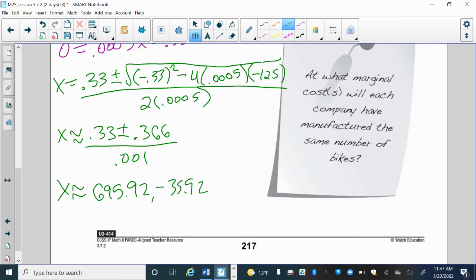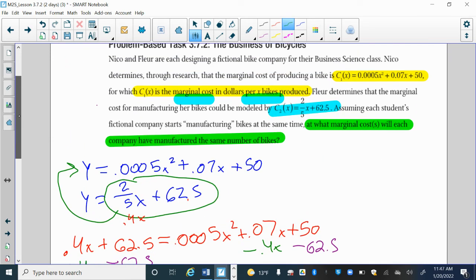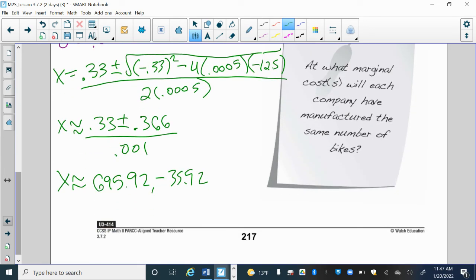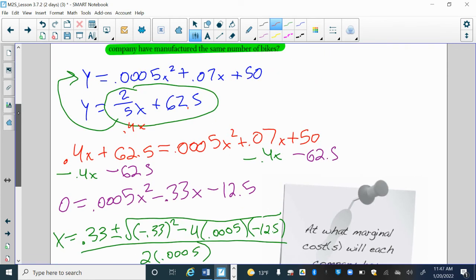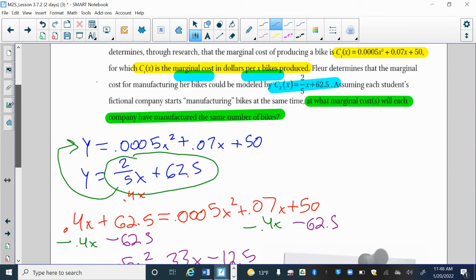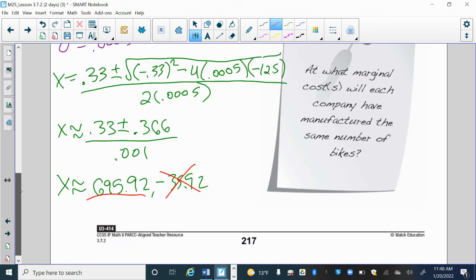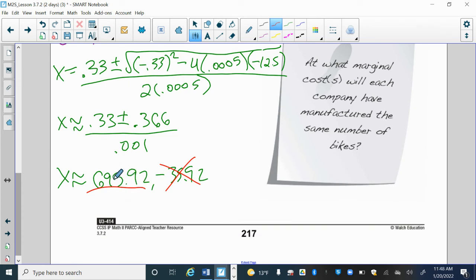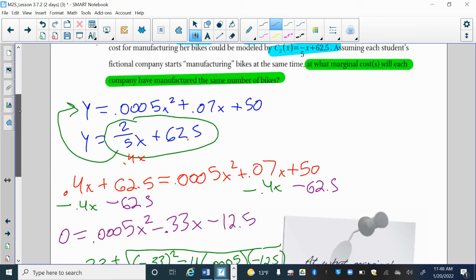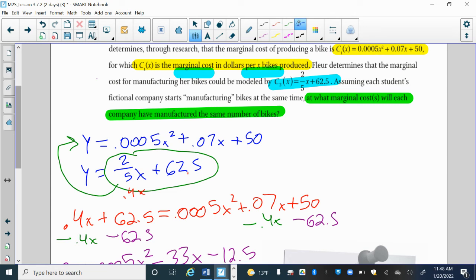At this step, let's go back and think about what these even mean. So x, if we remember, represented the number of bikes we were producing. Well, you couldn't produce a negative number of bikes, so at this step, I'm just going to cross that one off. So here's our number of bikes where we have the same. We got to answer the question, though. It said, at what marginal cost will the company have manufactured the same number of bikes? So let's take this 695.92, the number of bikes, and let's put that in for y to see what we get for our marginal cost.